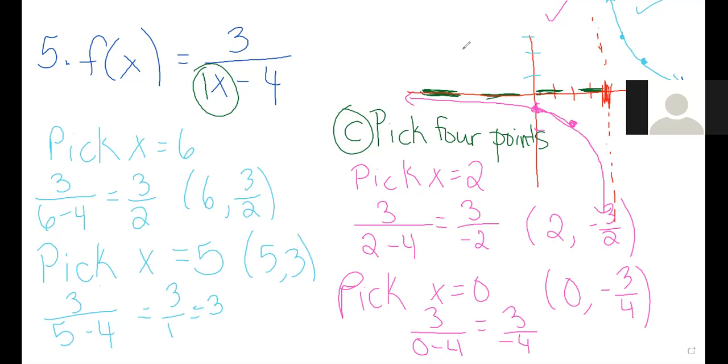Now remember, if you plug this into your calculator, this is the most common mistake that students make. So I'm going to write this down for a second. Students will do this with their calculator. They'll go 3 divided by x minus 4. And when they do that, they don't get this graph.